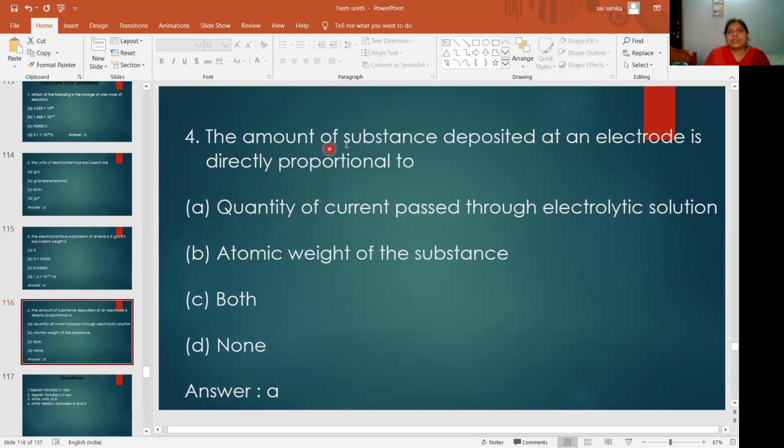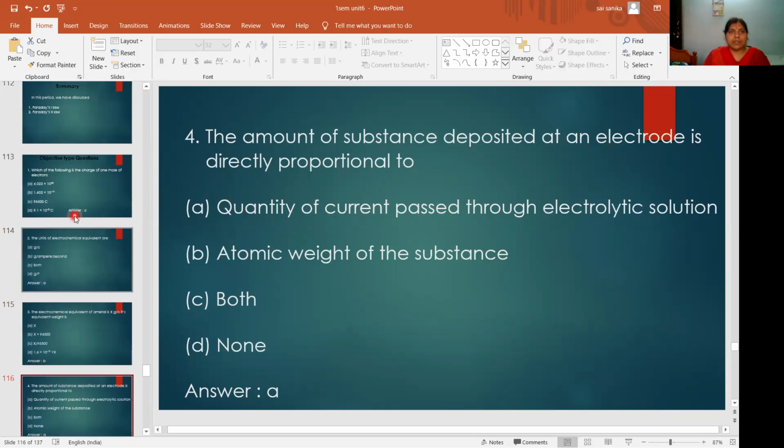Then next, the amount of substance deposited at an electrode is directly proportional to what he is asking. A, quantity of current passed through electrolytic solution. B, atomic weight of substance. C, both. D, none. So what is the answer? This is the first law. Weight of substance deposited at an electrode is directly proportional to the quantity of current passed through the electrolytic solution. In the last class I didn't discuss these objective type questions, that's why I am discussing here.